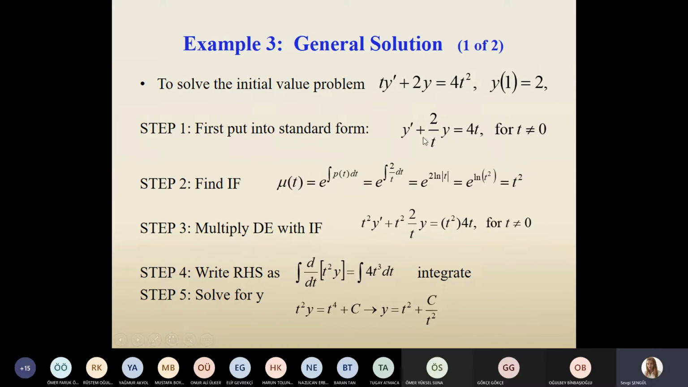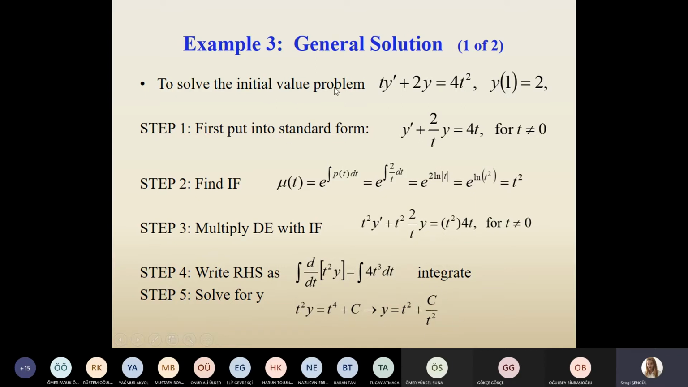So t squared times y prime, t squared times that, t squared times the right hand side. And we know that the left hand side will always be the derivative of mu of t times y, which is t squared times y. And the right hand side is the integral of 4t cubed. Once you take the integral, we have t squared y on the left, and on the right, t to the 4 over 4 times 4, so we have t to the 4 plus c. If I solve for y, this will be t to the 4 over t squared, which is t squared, plus c over t squared. This is the general solution of my differential equation.